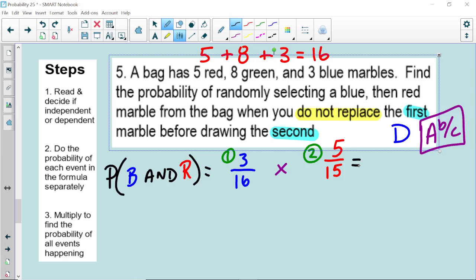Did you get an answer, or are you waiting for someone else? All right, what do we get as our answer? 1 over 16? One over 16. All right, what questions do we have on number 5?